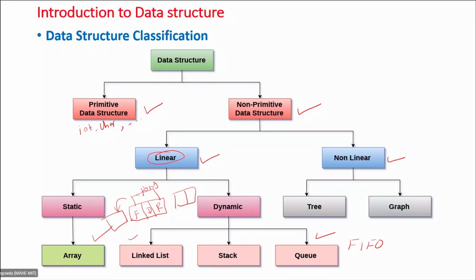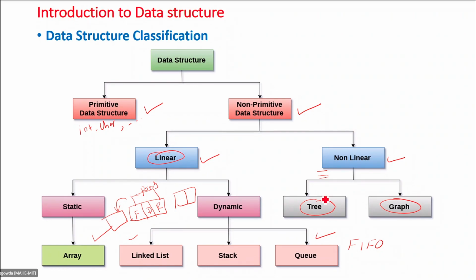Next, we have a nonlinear data structure. This data structure does not form a sequence. That is, each item or element is connected with two or more other items in nonlinear arrangements. The data elements are not arranged in sequential structure in case of the nonlinear data structures. The examples for nonlinear data structures are trees and graphs.